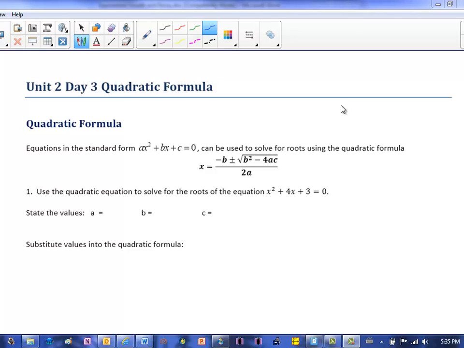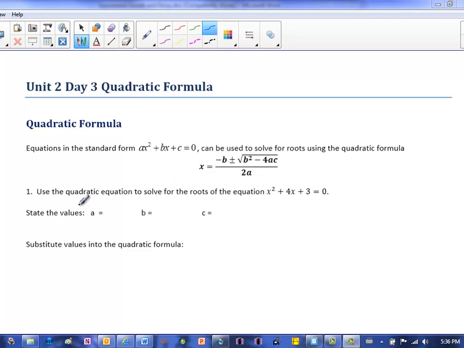Now in class you would have taken the time to develop the quadratic formula so you can see where it's coming from. For the purpose of this video, we're going to assume that you have seen that demonstration or that mathematical proof of the quadratic formula. Equations in the standard form ax squared plus bx plus c can be used to solve for roots using the quadratic formula, which is x equals negative b plus or minus square root of b squared minus 4ac over 2a.